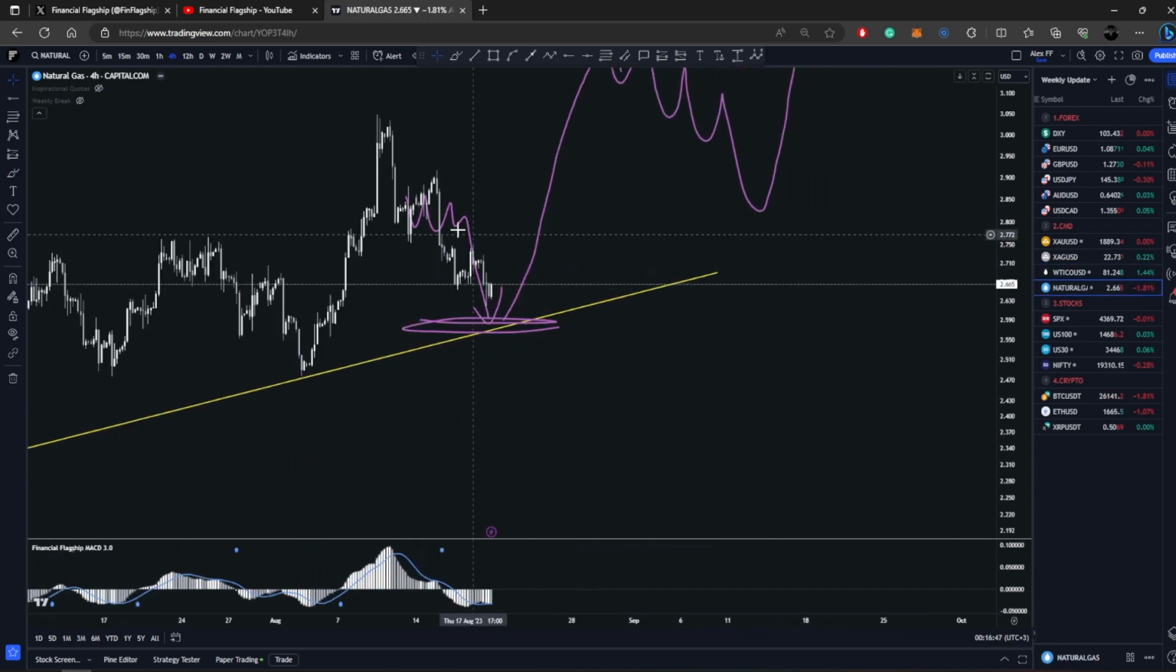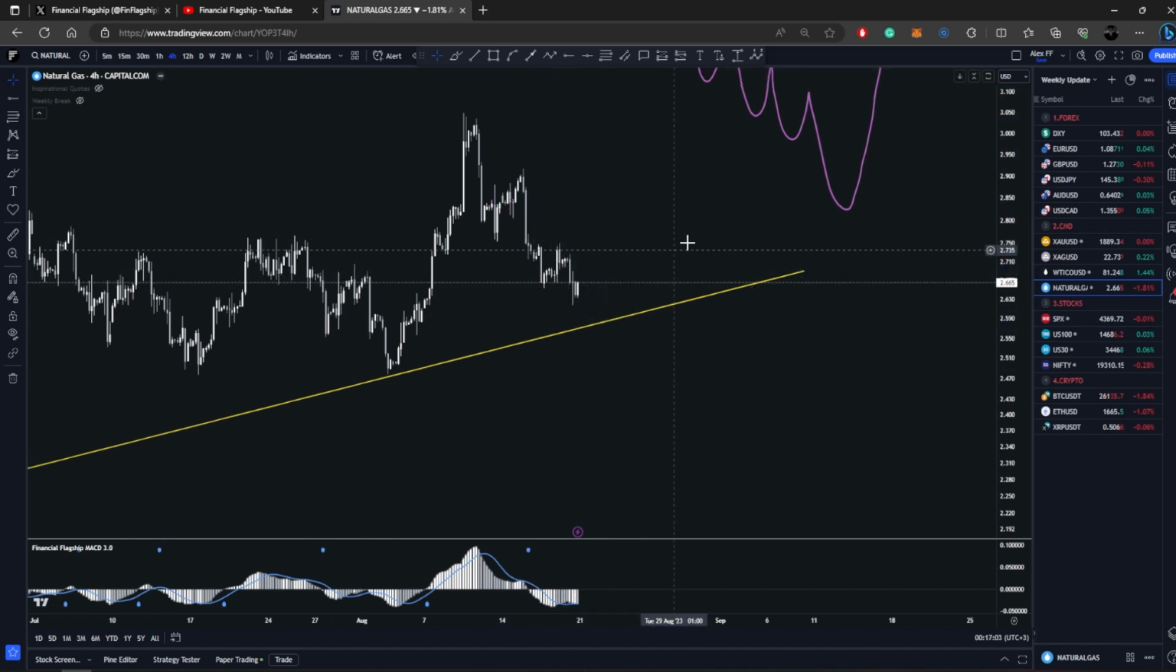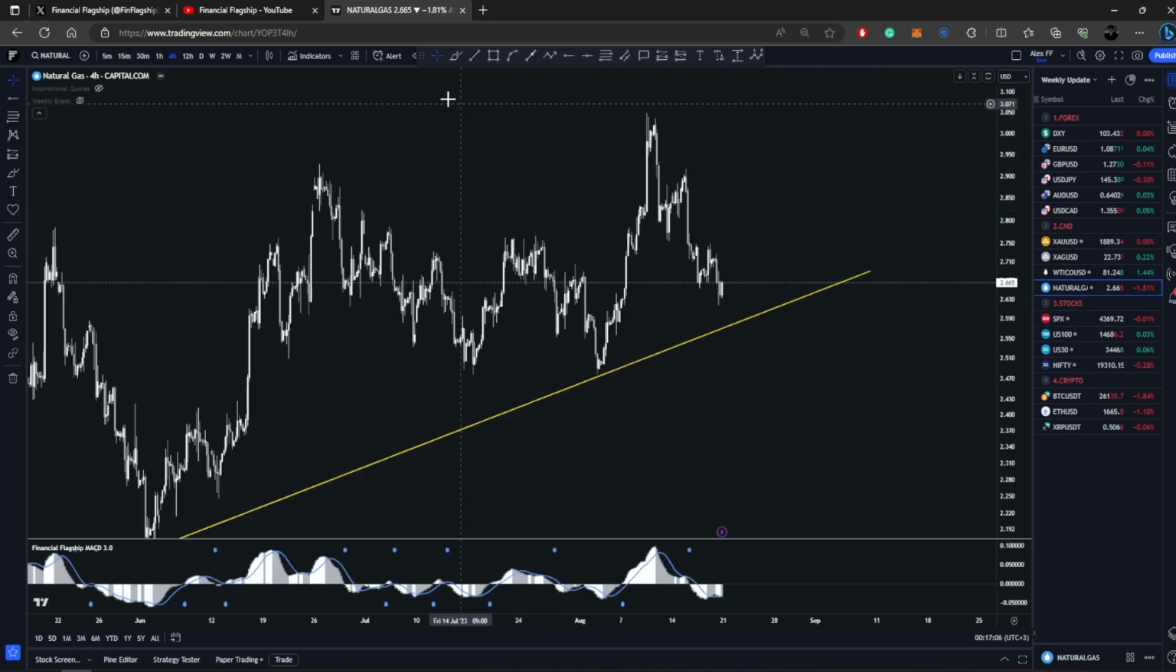For natural gas, last week I was expecting the price to drop, make a consolidation first, then drop towards this trend line. This was a pretty nice trade, but unfortunately we didn't take it. Hopefully you guys did, and the way things are looking right now, I'm still expecting a move towards the upside, but first we need a sign, we need a clear signal here.